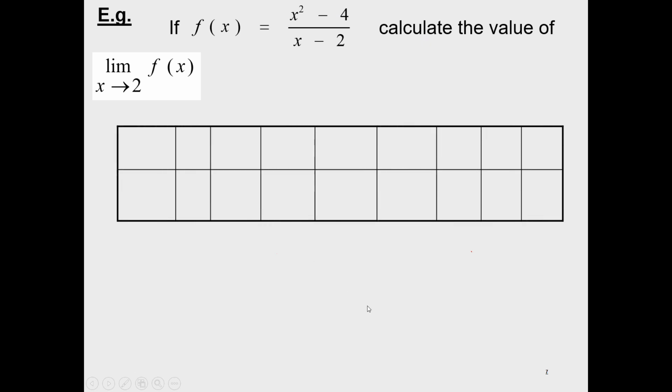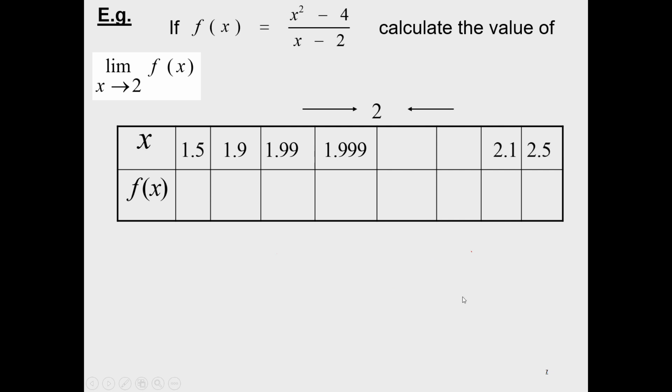So we are going to use the table of values method again. Our point of interest is 2 this time. So let's put 2 in the middle. Let's put x and let's see what's the value of y. So we are going to write all the values that are closer to 2 from the left-hand side, and these are some values closer to 2. And now let's look at all the values that are closer to 2 from the right-hand side. So these are some values closer to 2 from the right-hand side.